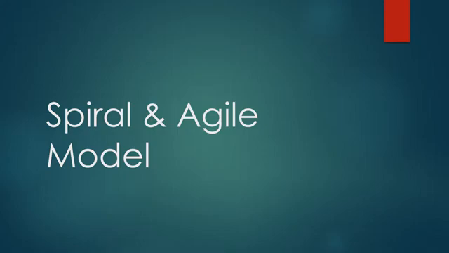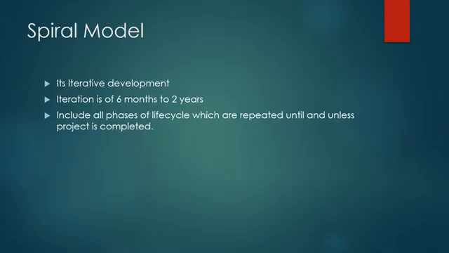Everyone, in this video we are going to talk about spiral and agile model. We'll also have a look how these two models are different from each other. The spiral model is an example of iterative development.